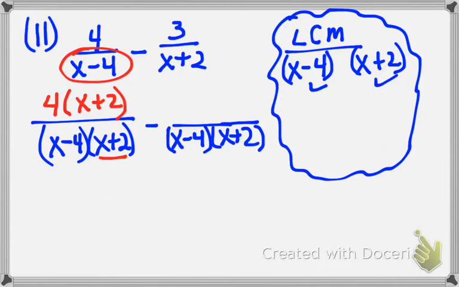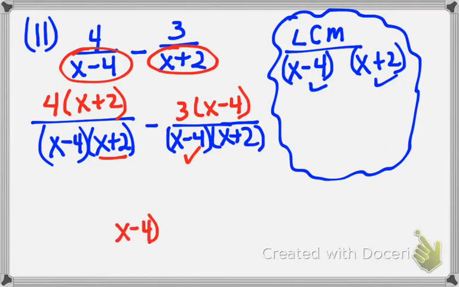On the right side, the old denominator was x plus 2. My new denominator is x plus 2 and x minus 4. So I've got to put x minus 4 in my numerator also. So now I have a common denominator and I can keep it, but I have to subtract my numerators.